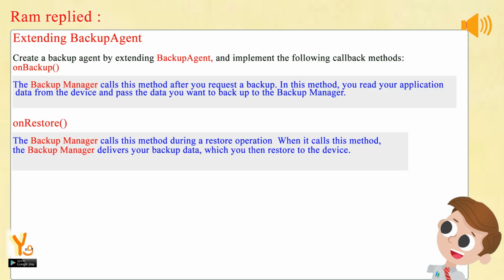Extending the backup agent. Create a backup agent by extending BackupAgent, and implement the following callback methods. onBackup. The backup manager calls this method after you request a backup. In this method, you read your application data from the device and pass the data you want to backup to the backup manager. onRestore. The backup manager calls this method during a restore operation. When it calls this method, the backup manager delivers your backup data, which you then restore to the device.